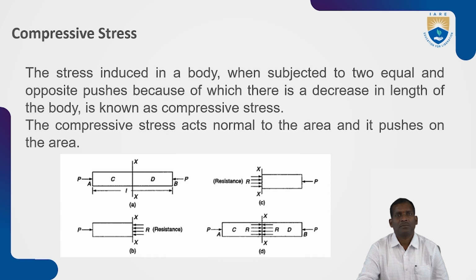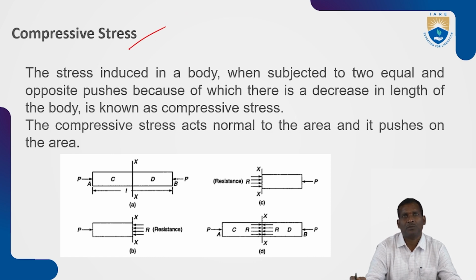Next, compressive stress. The stress induced in a body when subjected to two equal and opposite pushes. So in compressive stress, there are two equal and opposite loads. In tensile stress, it is the same, equal loads but in opposite direction, pulls. Here, opposite pushes cause a decrease in the length of the body, which is known as compressive stress.